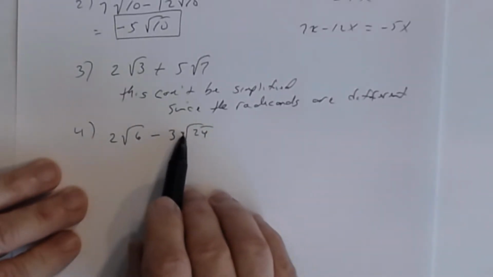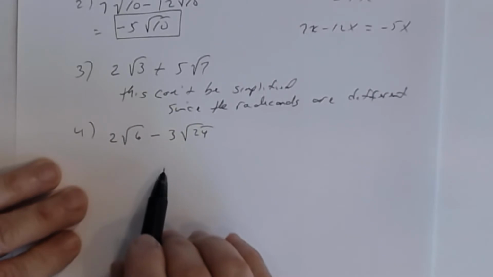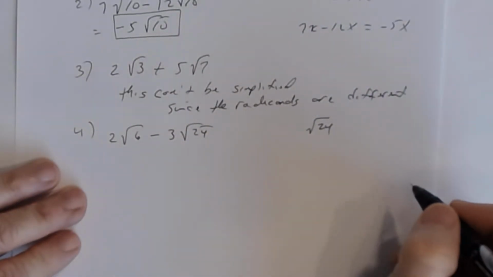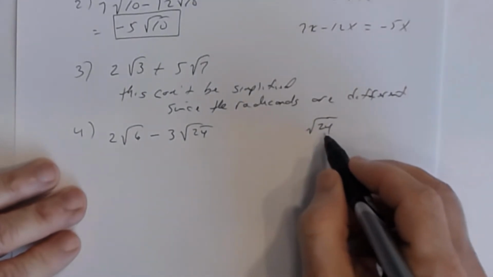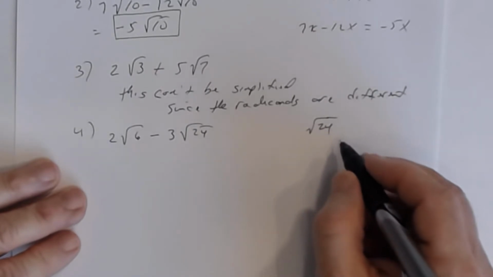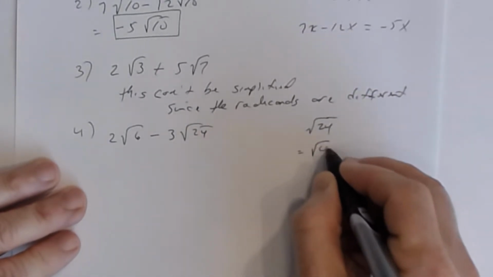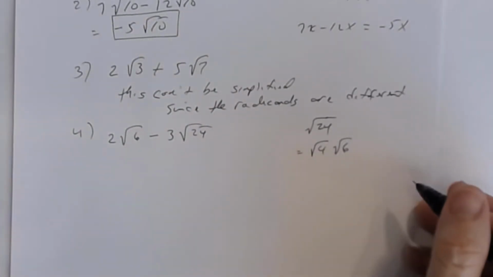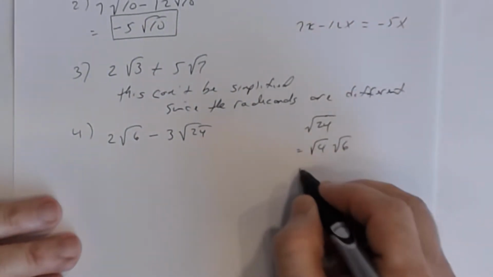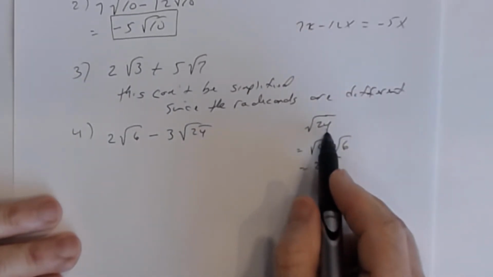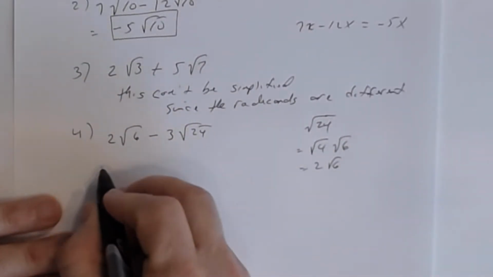Can I simplify the square root of 24? The answer is yes. So go off to the side and work that out right here. A perfect square that goes into 24 is 4. So this becomes the square root of 4 times the square root of 6. You had things like this last week. So this becomes 2 square root of 6. So that 2 square root of 6 is this right here.